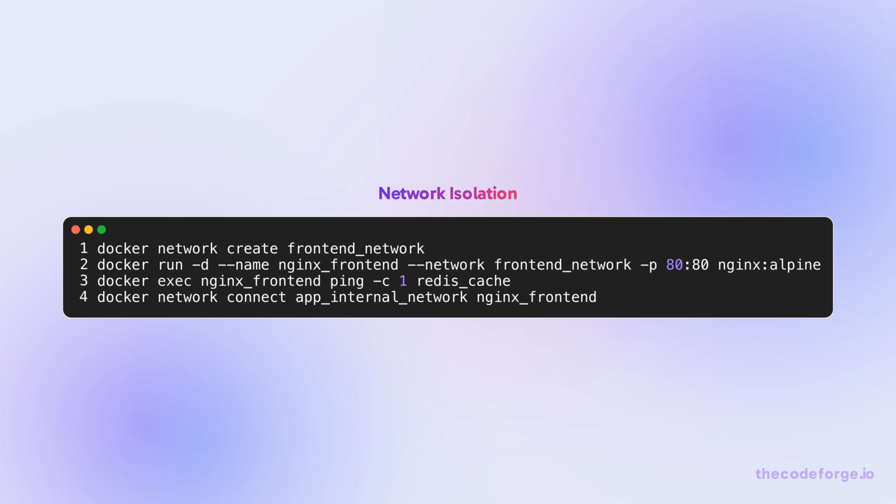Network isolation is a security feature. A front-end container on a different network cannot reach the Redis cache. You must explicitly connect it to both networks using docker network connect. This limits the blast radius if a container is compromised.